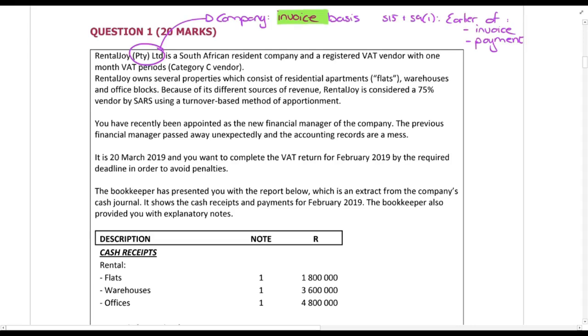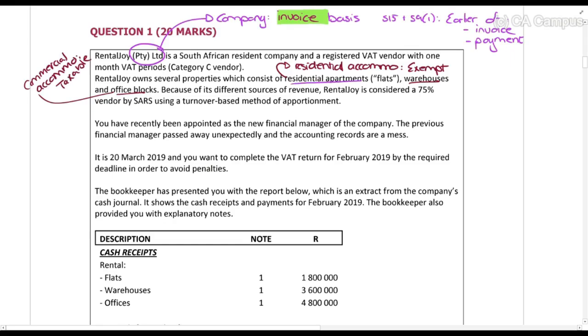So Rental Joy owns several properties which consist of residential apartments, right? Residential flats. So what do we know about residential apartments? It's going to be what type of supply? It's going to be residential accommodation, and you need to know and always remember and be on the lookout for that residential accommodation is exempt from VAT. Then they've got warehouses and office blocks. Those things will be commercial accommodation, and commercial accommodation is taxable.